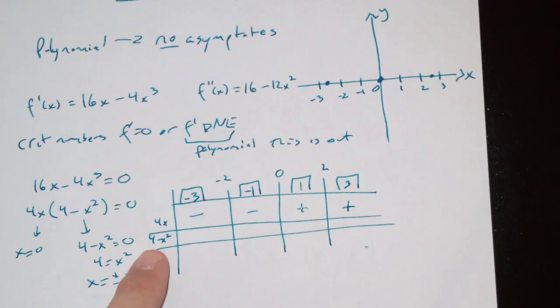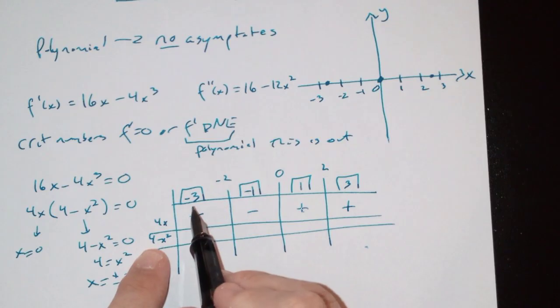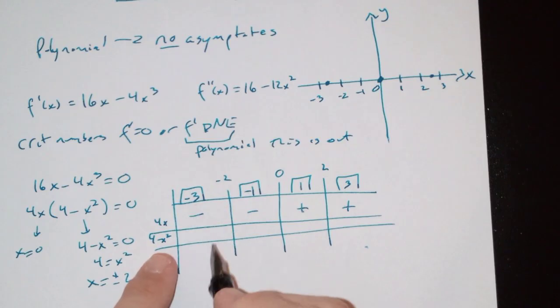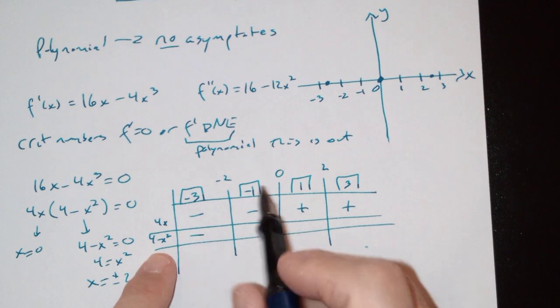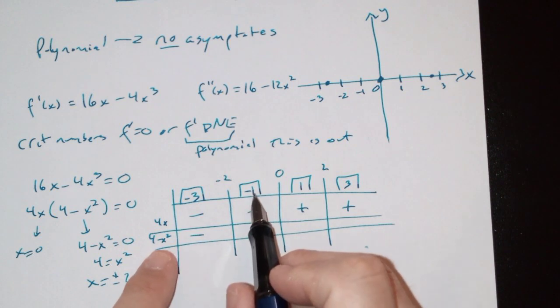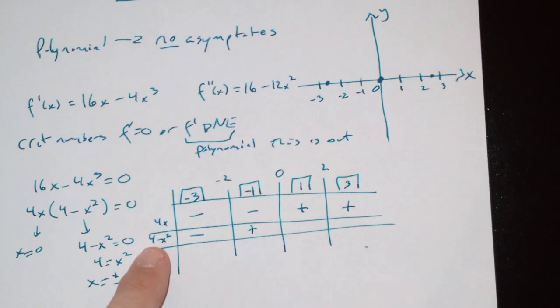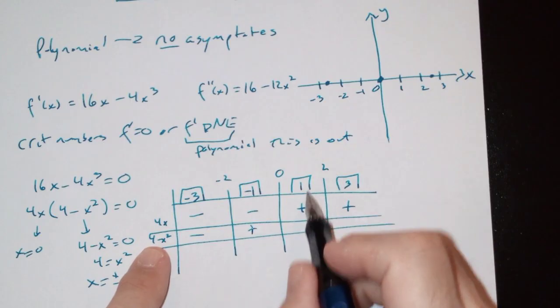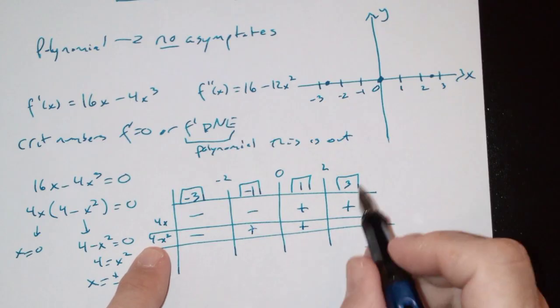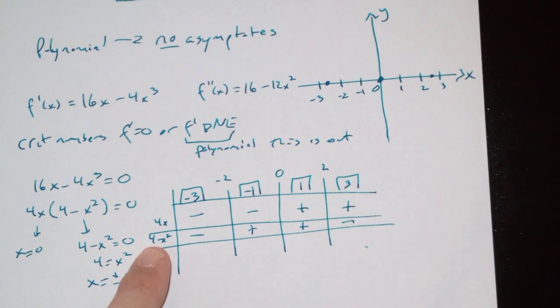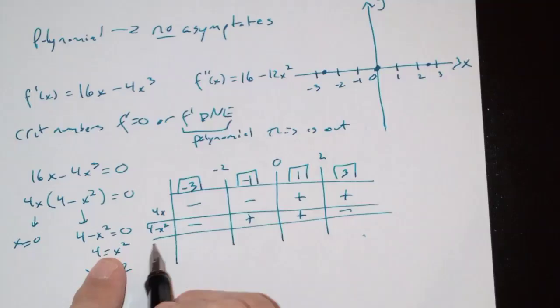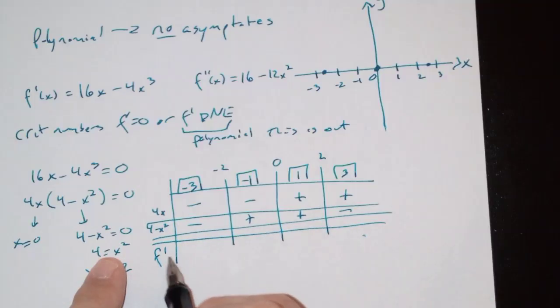4 minus x squared. 4 minus -3. -3 squared is 9. 4 minus 9 is -5. -1 squared is 1. 4 minus 1 is +3. Again, 4 minus 1 is +3. And 4 minus 9 is -5. This changed twice in this row because we had an x squared here. And now I multiply down to get f prime.